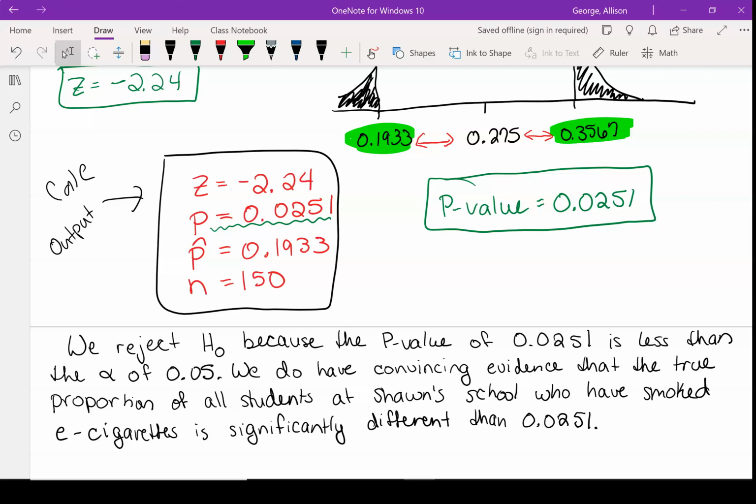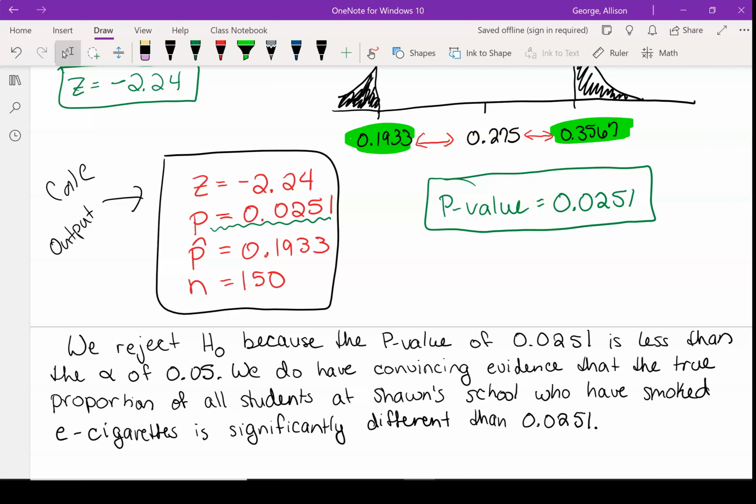The second part here is the context. So we do have convincing evidence that the true proportion of all students at Sean School who have smoked e-cigarettes is significantly different than 0.0251. If we were doing a less than or a greater than hypothesis, it might be significantly lower, or it might be significantly higher. In this case, when it's not equal to, it's significantly different.